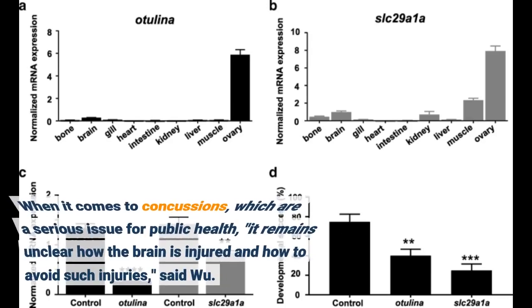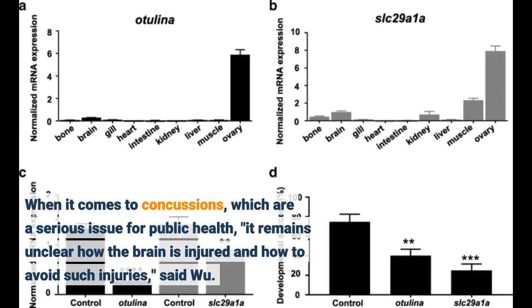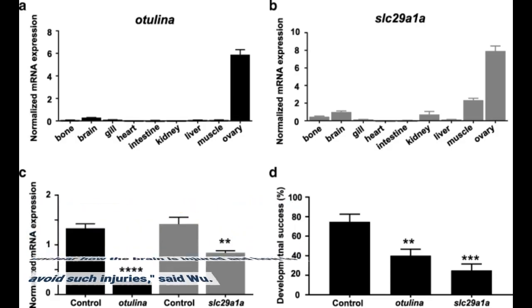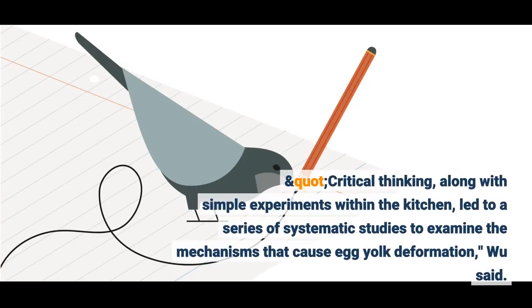"When it comes to concussions, which are a serious issue for public health, it remains unclear how the brain is injured and how to avoid such injuries," said Wu. "Critical thinking, along with simple experiments within the kitchen, led to a series of systematic studies to examine the mechanisms that cause egg yolk deformation," Wu said.